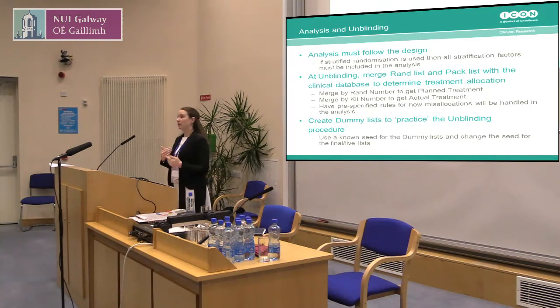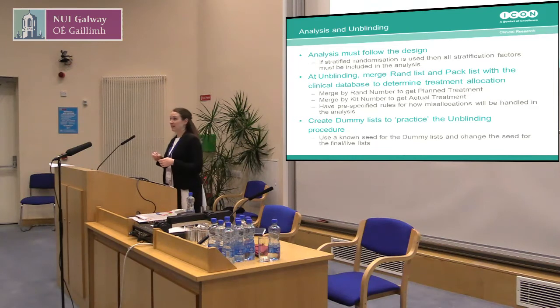And therefore it's important to specify upfront how you will handle it if somebody has been misallocated, which treatment group they're handled in, especially if it's 1 out of 4 doses that was the wrong dose. What do we do with that? So it's important to think about that in advance.